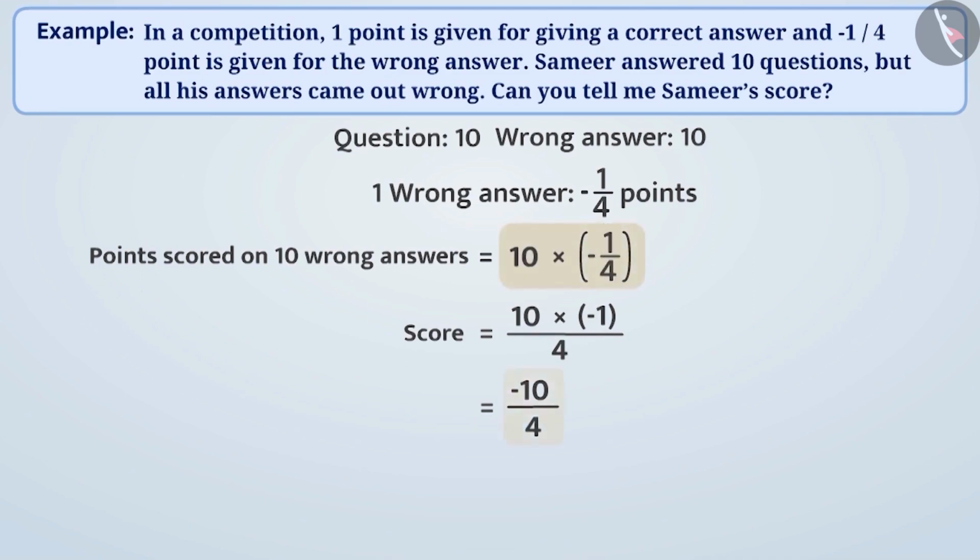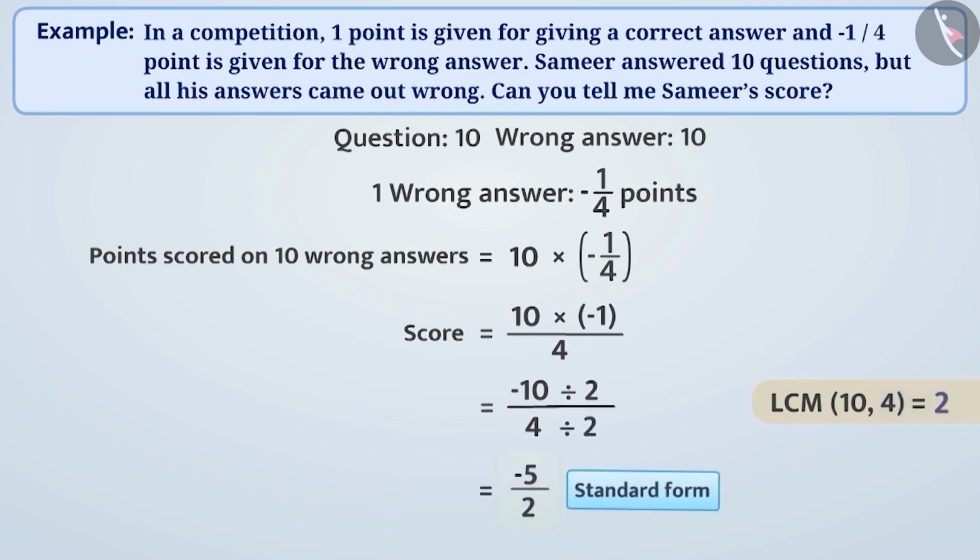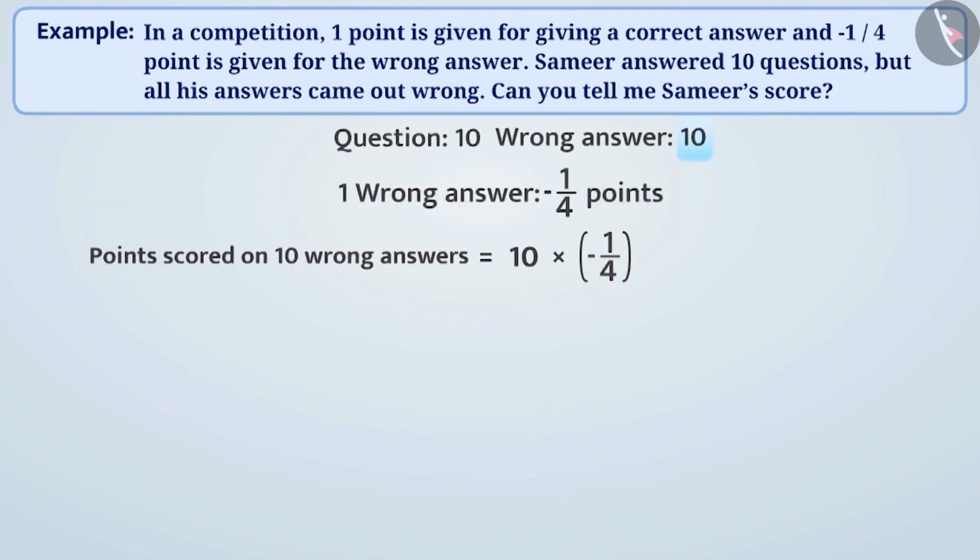Here, the common factor of the numerator and denominator is 2. We divide both numerator and denominator by 2, and the result can be expressed in standard form as minus 5 by 2. We can also solve it in the following way. Here, we can write 10 as 10 by 1. Now, we will get 10 by 1 into minus 1 by 4.